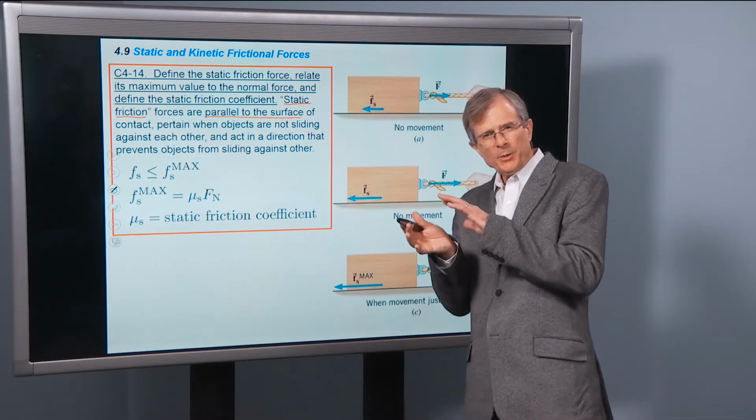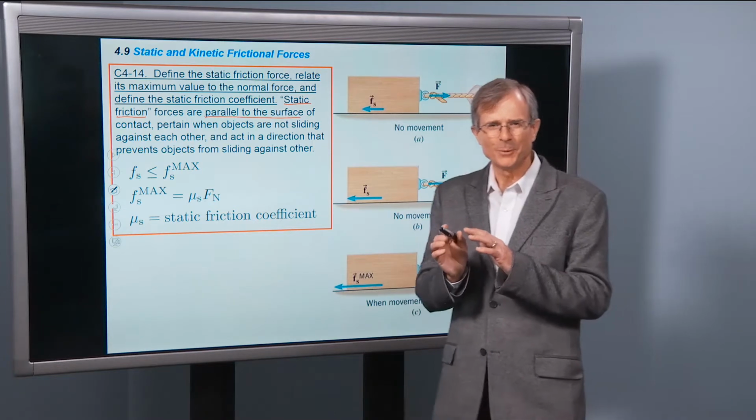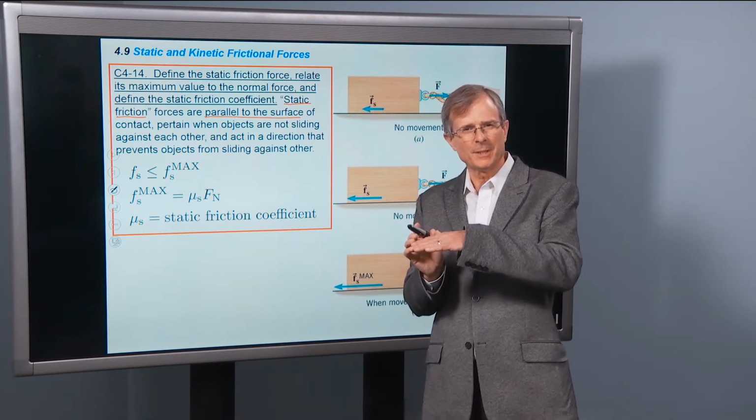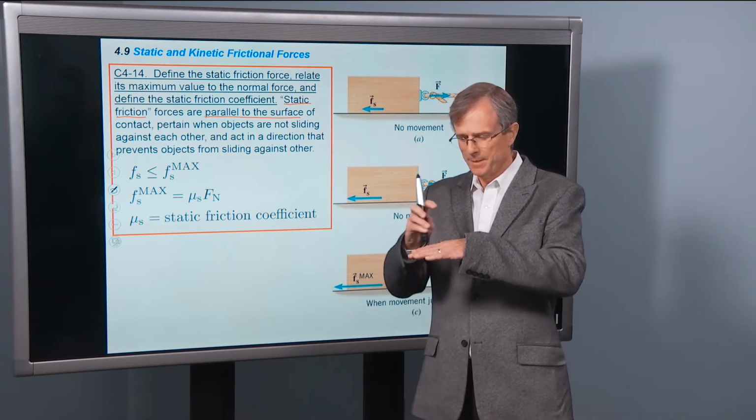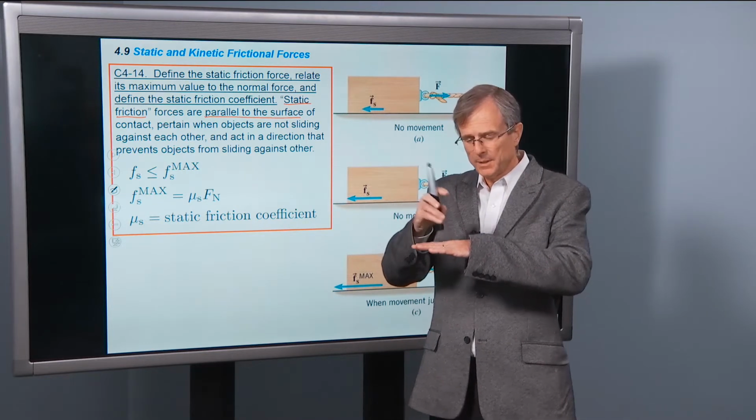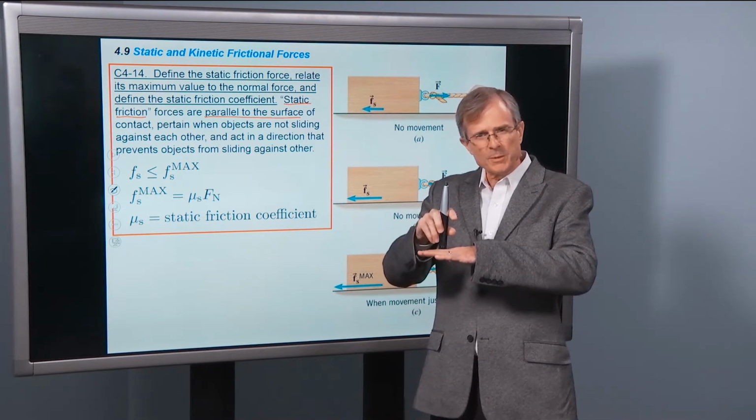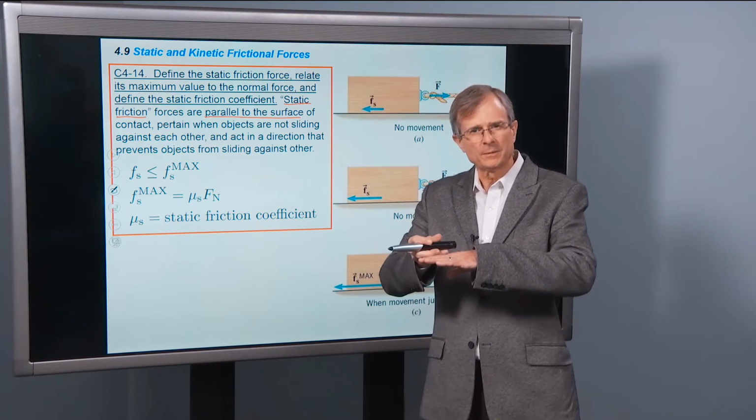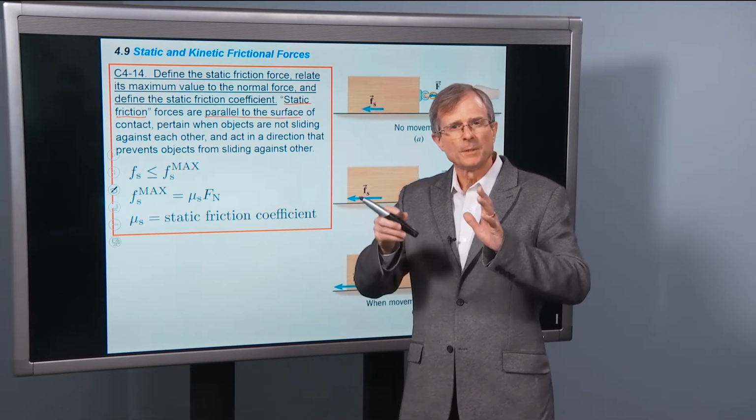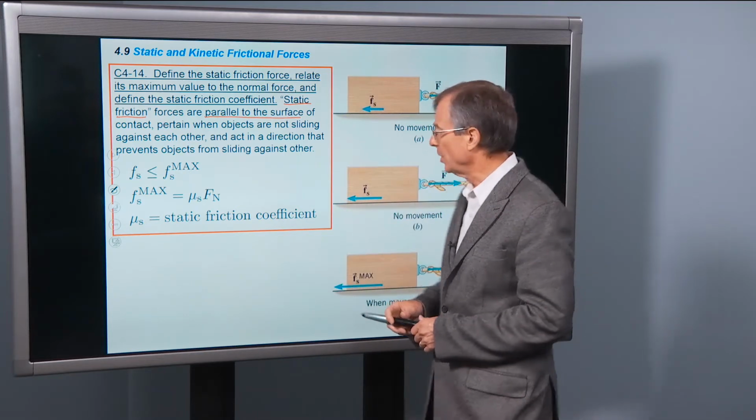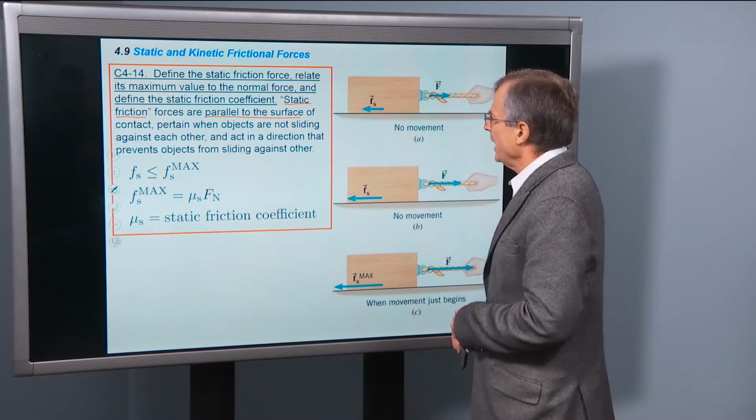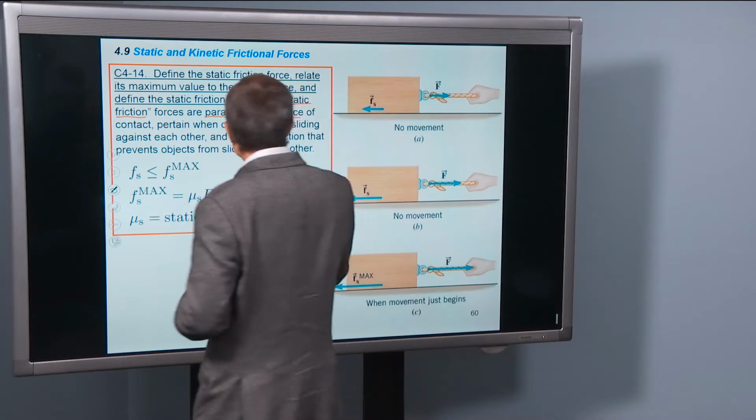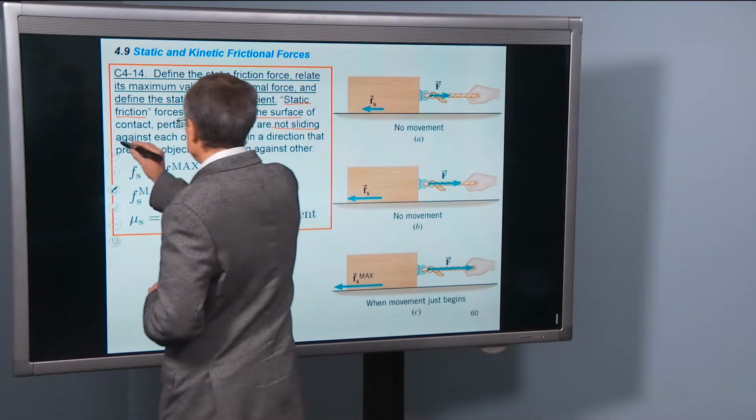Let me just remind you about normal forces. What direction are they in compared with the surface? Perpendicular. So normal will always be perpendicular to the surface, and static friction will always be parallel to the surface. They're both forces of contact, so-called. And they pertain when objects are not sliding against each other.